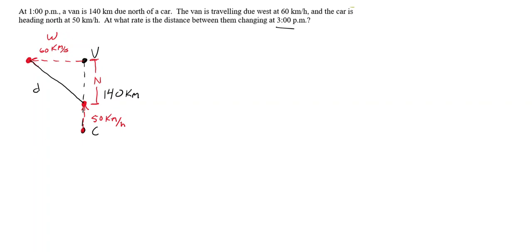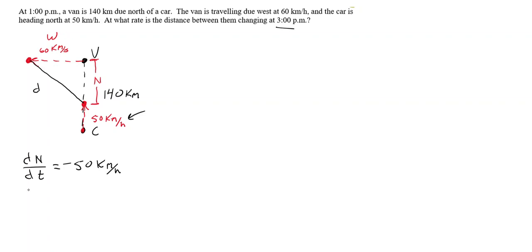So we know dN/dt is equal to, that was this one, 50 kilometers per hour. Now, one thing to be careful of is that N is actually decreasing in length. It's getting closer and closer to this point here. So this will actually have to be negative, because it's getting closer to V.